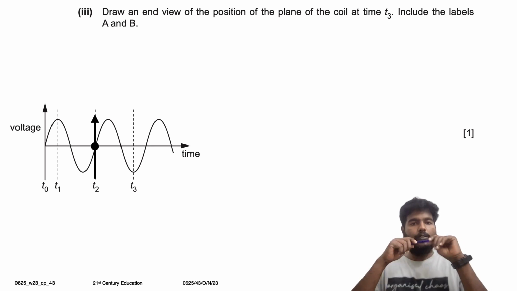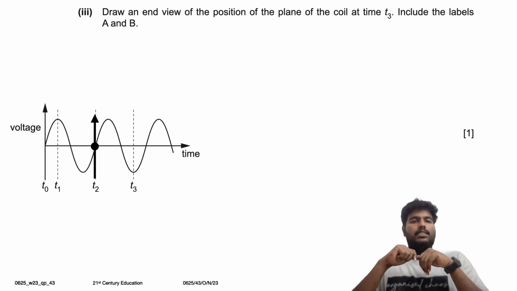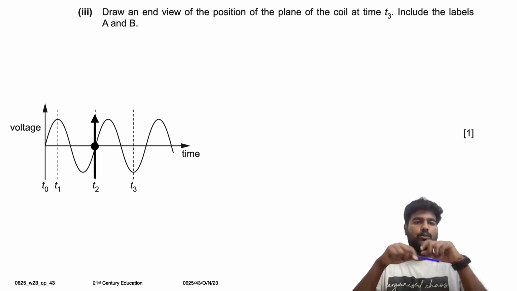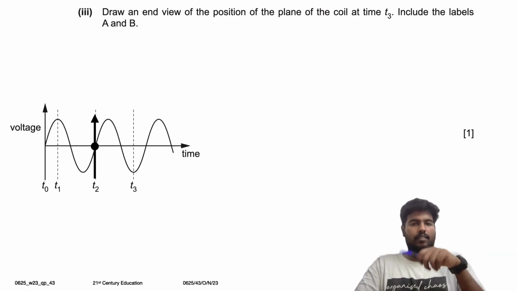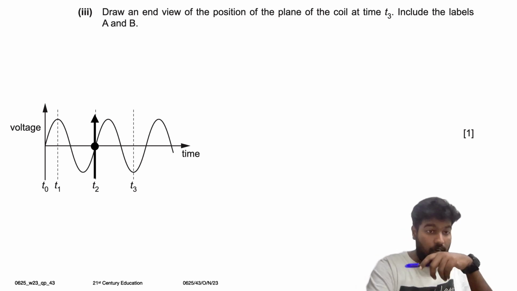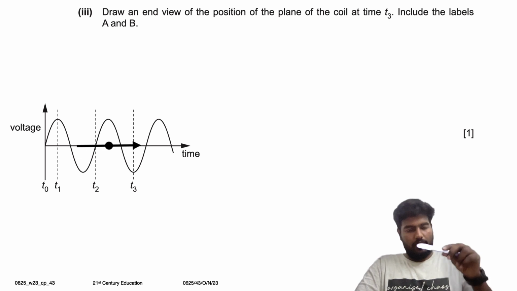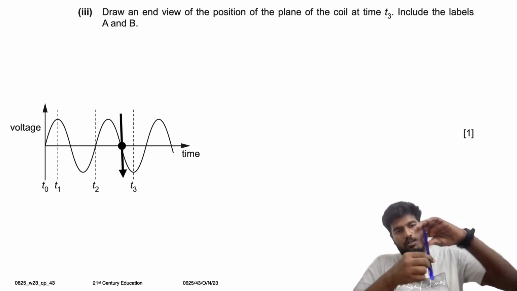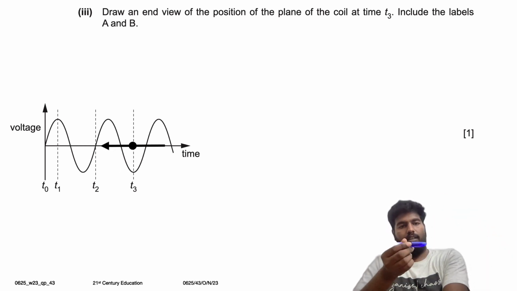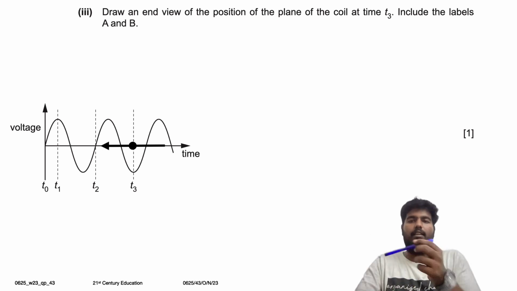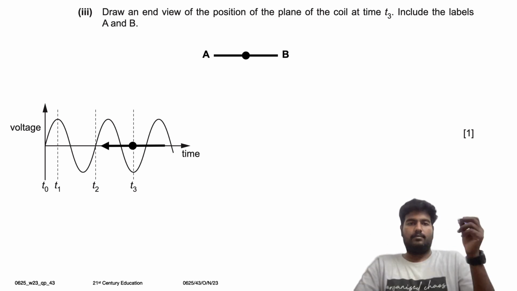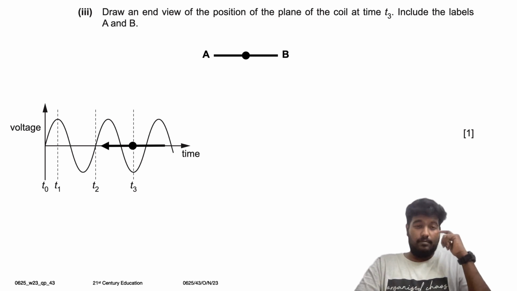Draw an end view of the position of the plane of the coil at time T3. Okay, T3 will be the same as the earlier point at T1. So you go like this and then go like this for 0. Again go like this for T3. So A is on the left-hand side. Then 3 marks you got. Okay, let's move to the next topic.